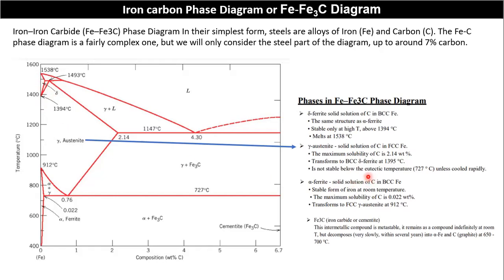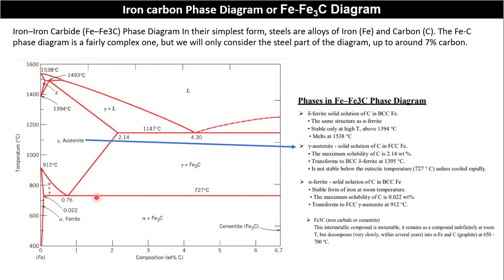It is not stable below the eutectic temperature. So here the important point is that it is not stable below the eutectic temperature. Eutectic temperature means 727 degrees centigrade. See, this point is 727 degrees centigrade. Some of the textbooks follow 723 degrees centigrade. Don't confuse, nearly 5 degrees is acceptable. So from this point, minimum temperature 727 degrees centigrade, maximum 1394 degrees centigrade. In between, the ferrite looks like gamma austenite.